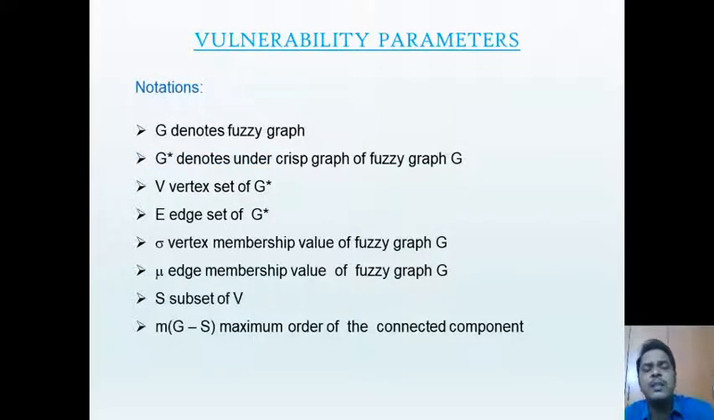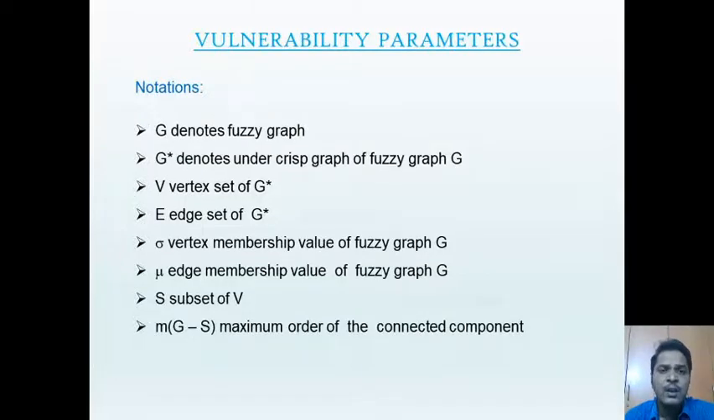So in this presentation we use the notation: G denotes the fuzzy graph, G star is the crisp graph of the fuzzy graph, P is the vertex set of G star and V is the edge set of G star. All the remaining notions are defined for the fuzzy graph, and S is a subset of P, and M of G minus S is the maximum connected component.